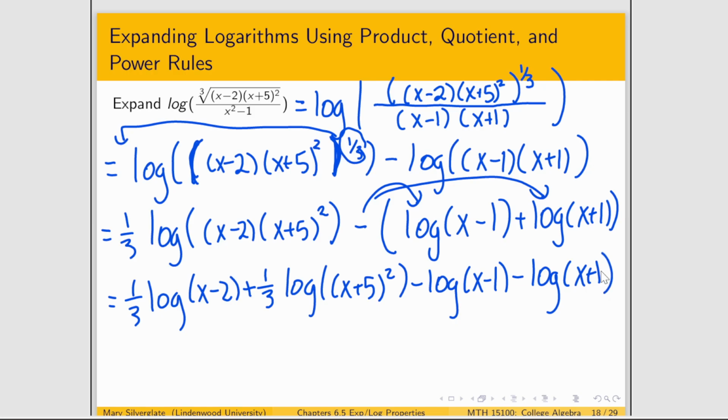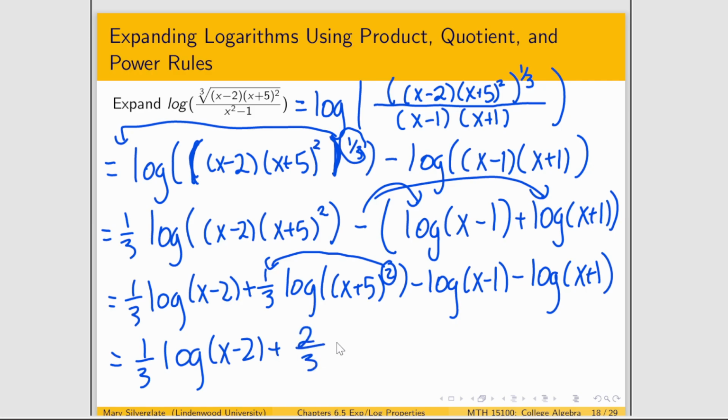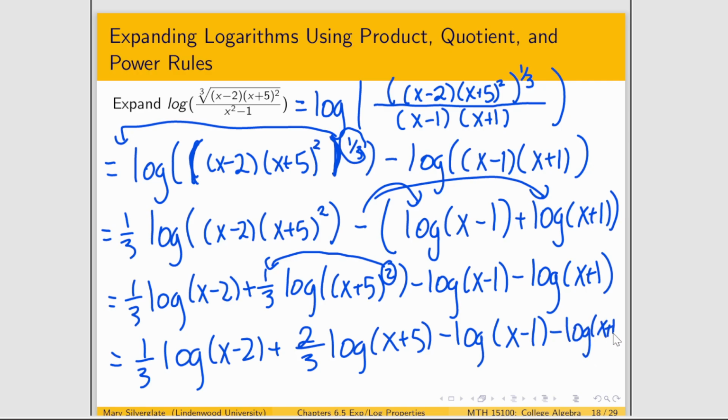We're almost there. We have one more thing that we can do. Are you able to spot that? This squared inside this log still becomes multiplication outside the log. And we're just going to multiply that 2 to that 1/3. And 2 times 1/3 gets us 2/3. So our final answer is we have 1/3 log of x minus 2 plus 2/3 log of x plus 5 minus log of x minus 1 minus log of x plus 1.